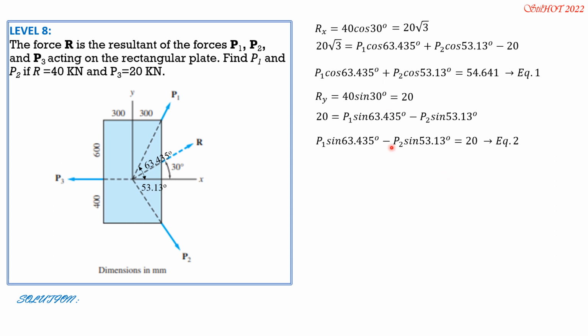So solving equations 1 and 2 simultaneously, we get P1 equals 62.29 kilonewtons and P sub 2 equals 44.64 kilonewtons.